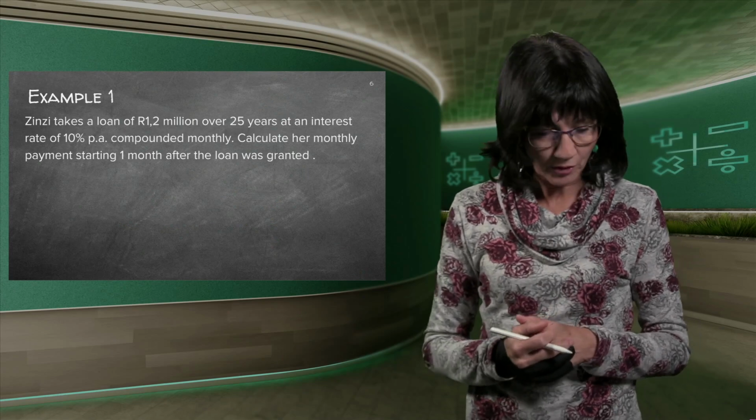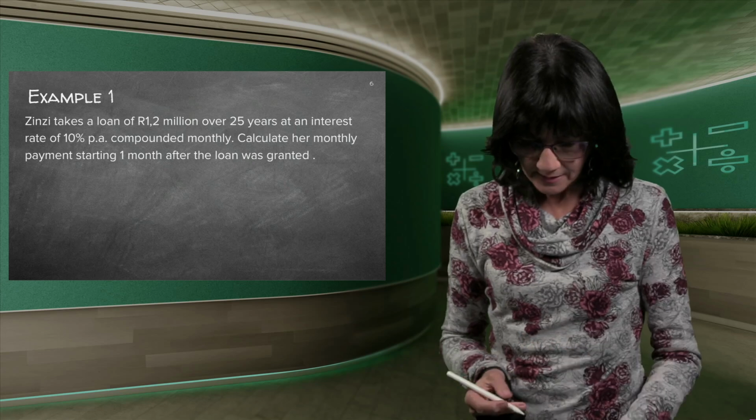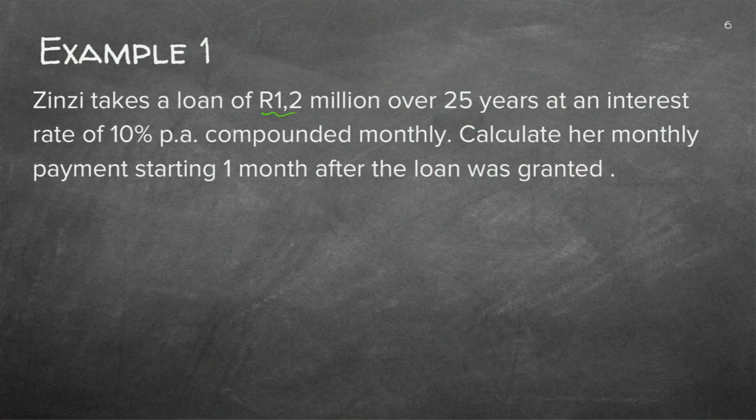Good. Let's do an example. It's always better with an example. Zinzi takes out a loan of 1.2 million. Now, the minute they say loan, it means she wants the money now to buy herself some present. So I have the P. This is the money I want now.